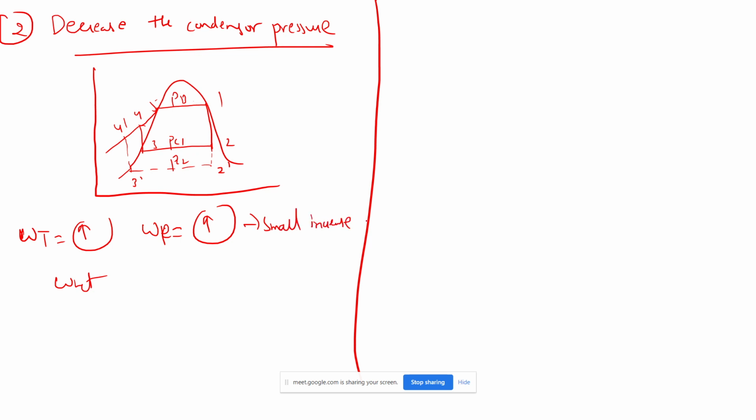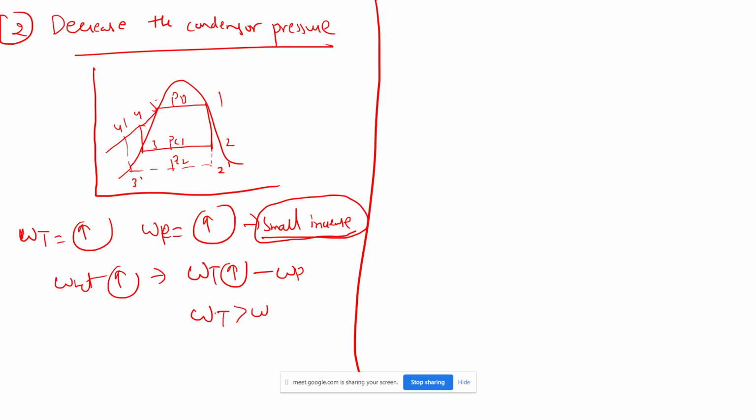It will increase. Network output will increase, for the same reason that turbine work increases much more than pump work. The pump work is also increasing, but only by a small amount compared to the turbine work. Therefore, turbine work will be higher than the pump work increase, and the net work will also increase.